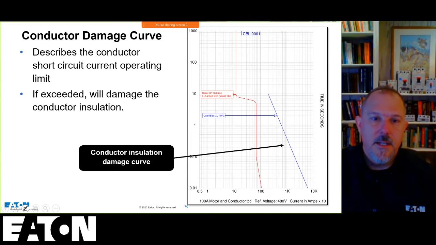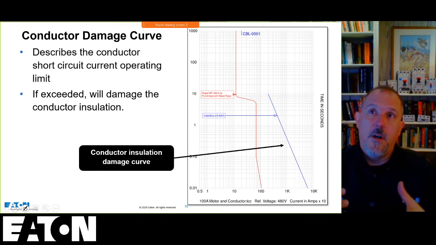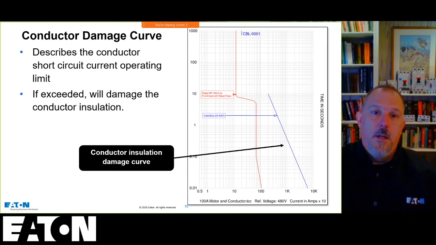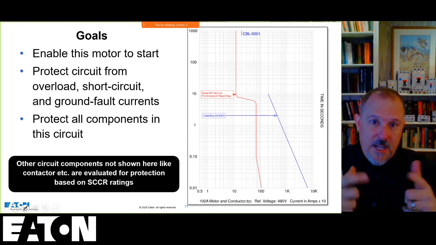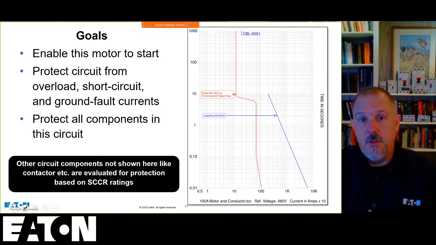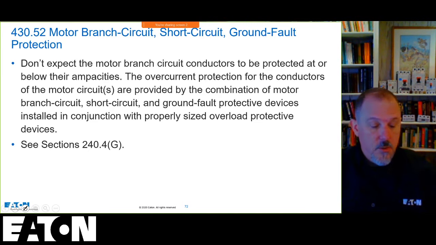So that's the conductor, and that's the insulation damage. I have a copper or aluminum conductor encapsulated with PVC or rubber insulation, whatever it is I'm insulating with, and that damage curve is the breakdown point, to ensure that you don't break down the insulation on the conductor. So again, I've got to enable that motor to start. I have to pick my short circuit and my ground fault protection and all those components. I'm going to follow the code, and I'm going to show you, based on the NEC requirements, how I pick those overcurrent devices and what it looks like on the trip curves.